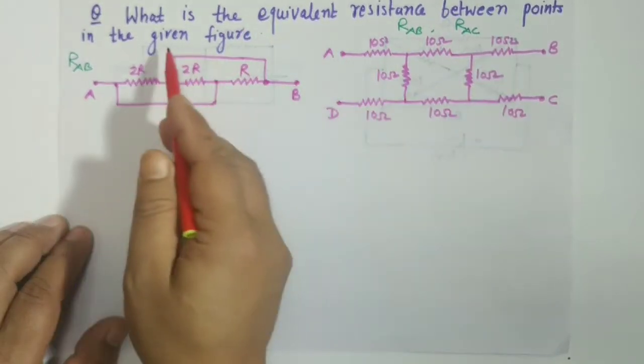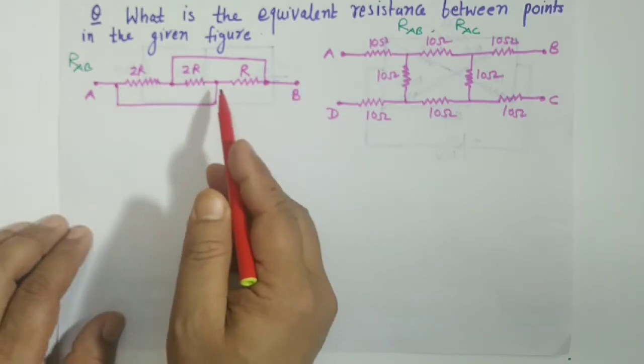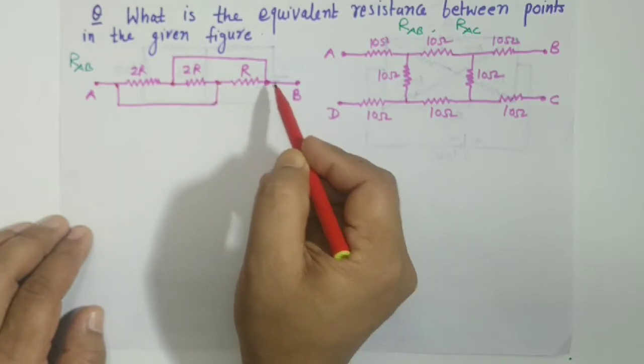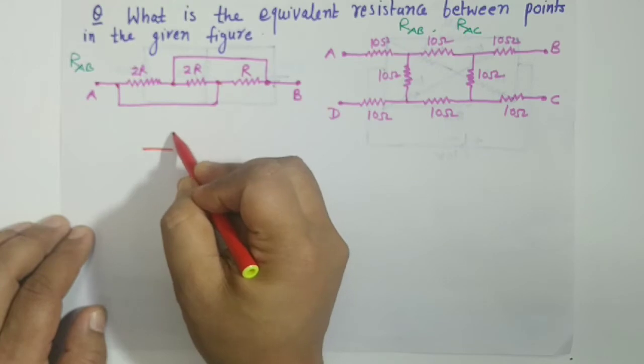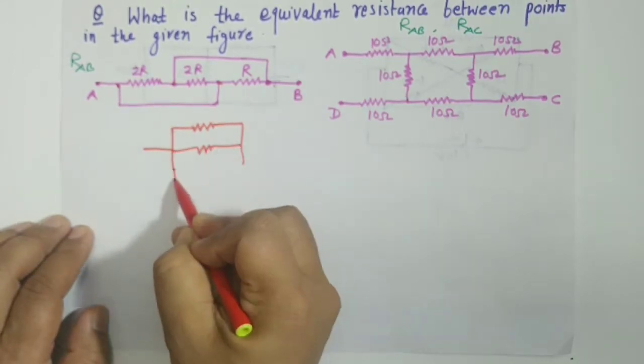Now the first question is very simple. What is the equivalent resistance between the 2 points A and B in the given figure? Now these 3 resistors are given. Now you know that there are 2 junctions across there. So all these 3 are in parallel. If I write like this, I am going to make it like this. All 3 are in parallel.